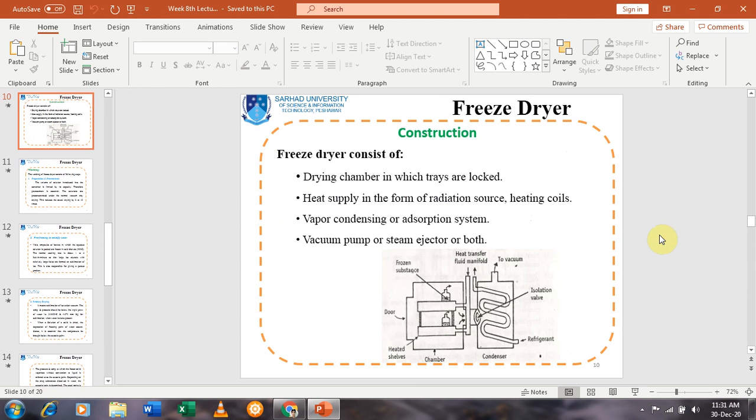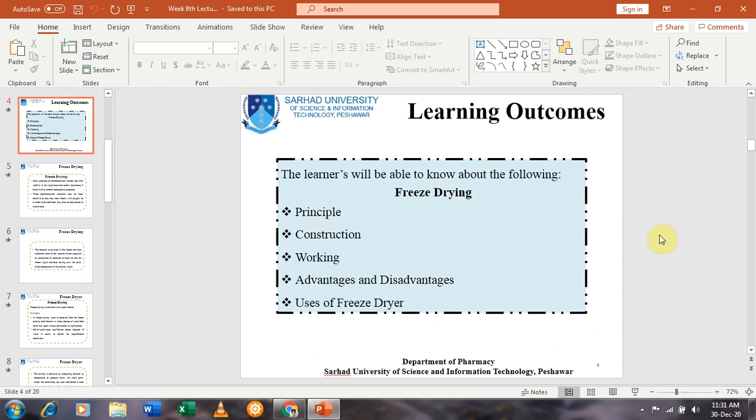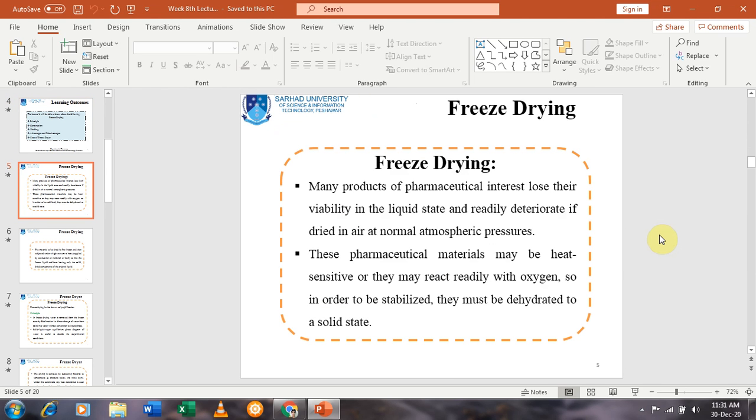Now, an overview of today's topic, that is freeze drying: principle, construction, working, advantages and disadvantages, and uses of the freeze dryer. First of all, we introduced the need for freeze drying. Some pharmaceutical products may lose their activity in the liquid state and deteriorate readily if they are dried in air at normal atmospheric pressure.